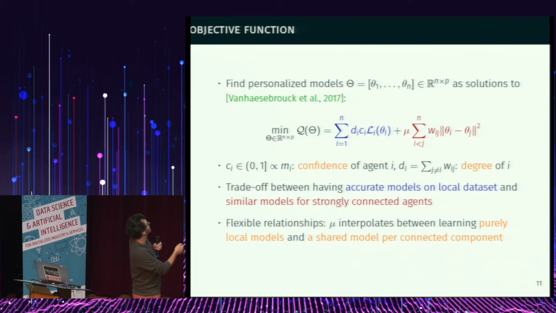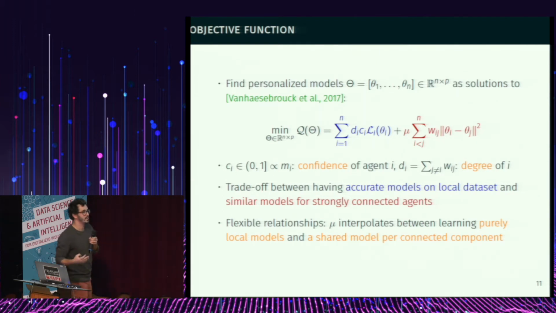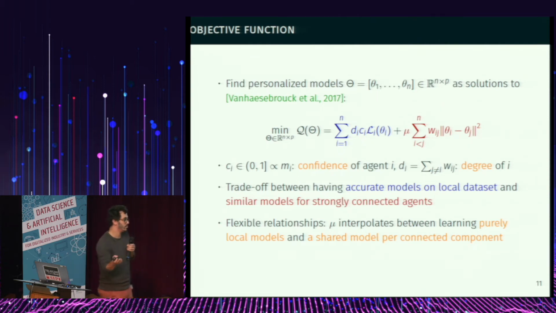And there is a trade-off. Here we have this c_i, which is the confidence of agent i. You can think of this as proportional to the size of its training set. If an agent has a lot of data, it's going to trust more its local loss. And if it doesn't have so much data, it's going to trust more maybe the information coming from neighbors. And then we have this mu parameter, which gives a global trade-off between the two terms.